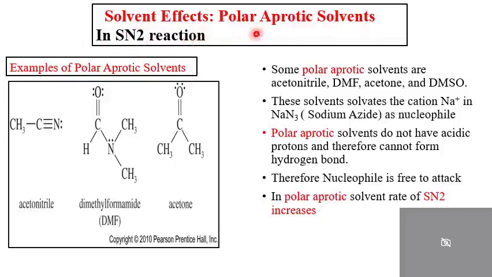While in the case of polar protic solvent, the nucleophile is not free; it solvates with the polar solvents. Therefore, hydrogen bonding is formed with the polar solvent. Therefore, the nucleophile F negative is not free to attack. Therefore, the rate of SN2 in polar protic solvent decreases. While in polar aprotic solvent, the aprotic solvent doesn't contain a proton.